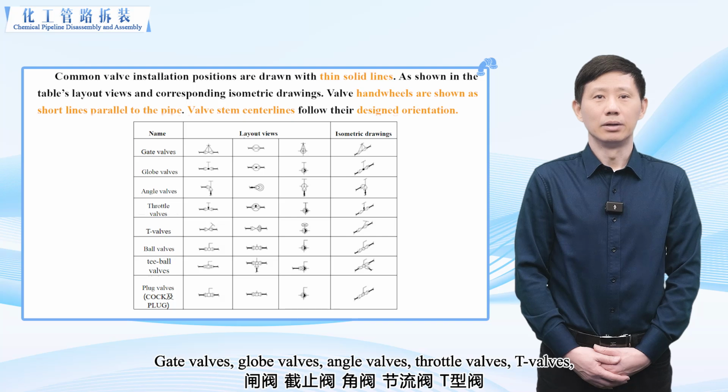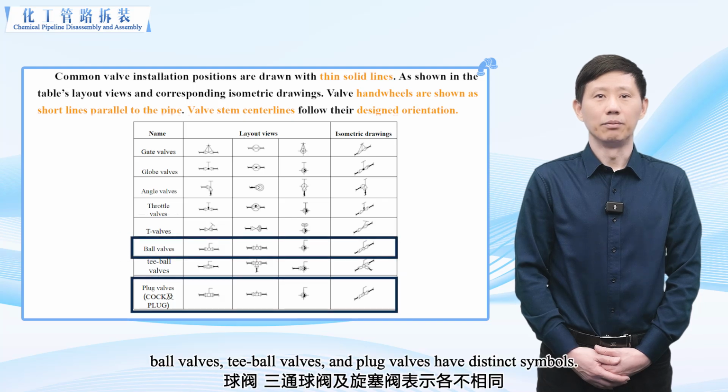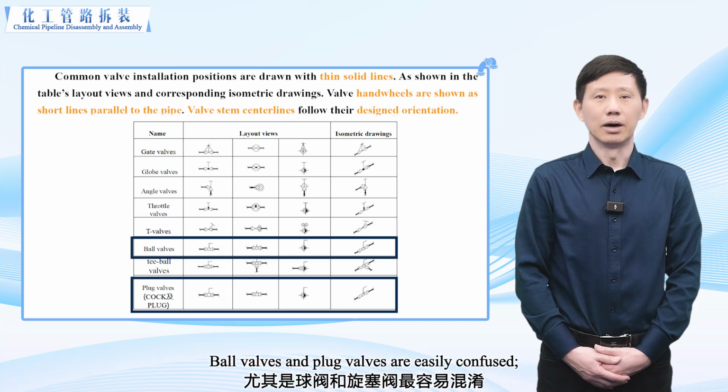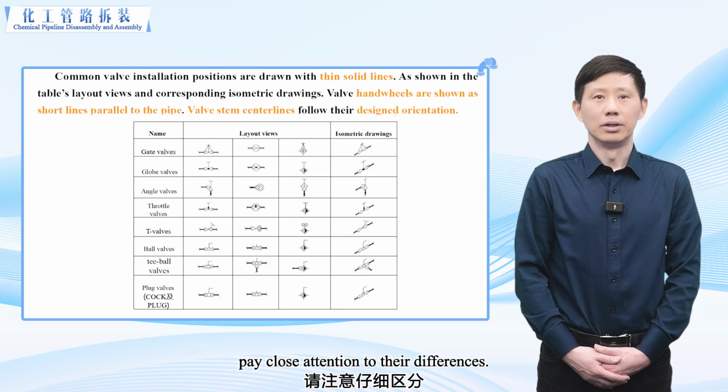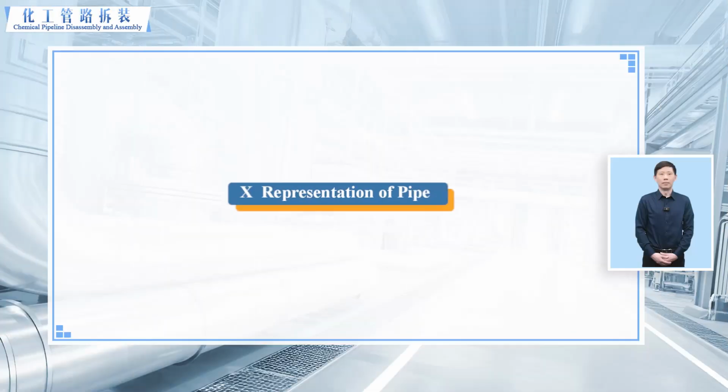Gate valves, globe valves, angle valves, throttle valves, T-valves, ball valves, T-ball valves, and plug valves have distinct symbols. Ball valves and plug valves are easily confused. Pay close attention to their differences.